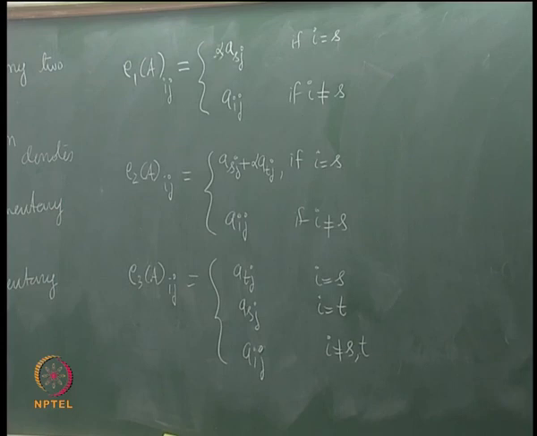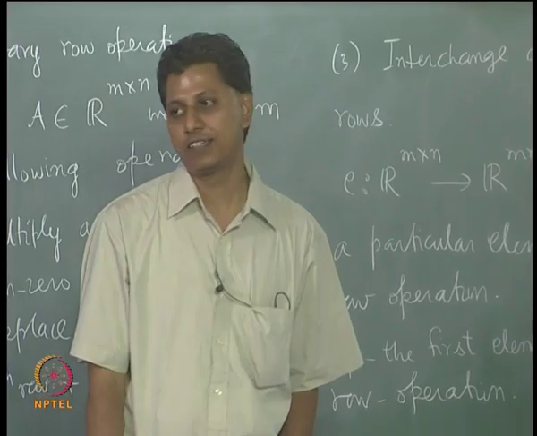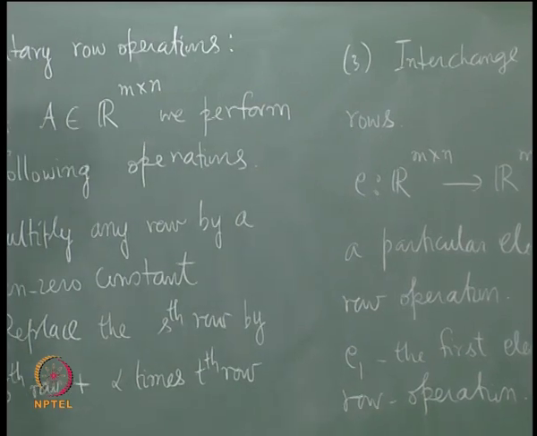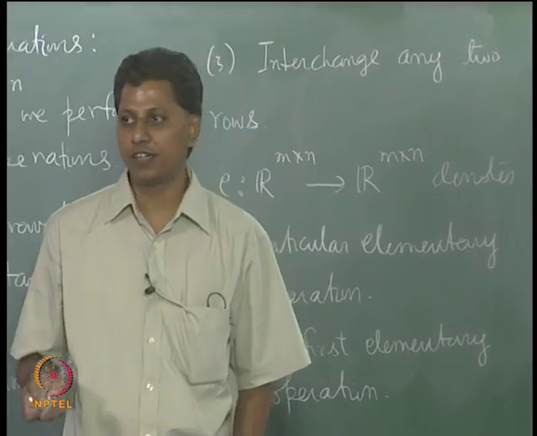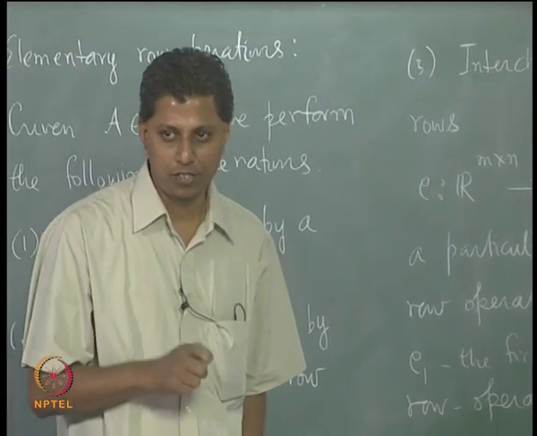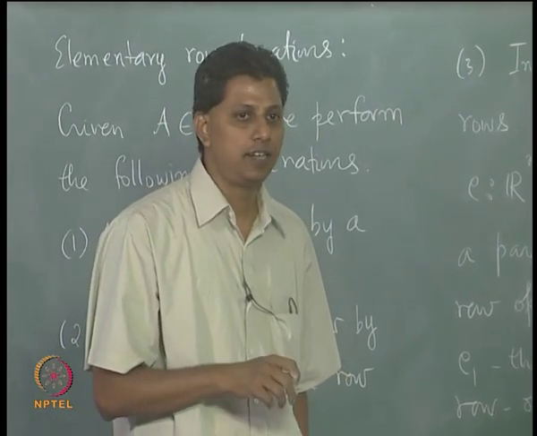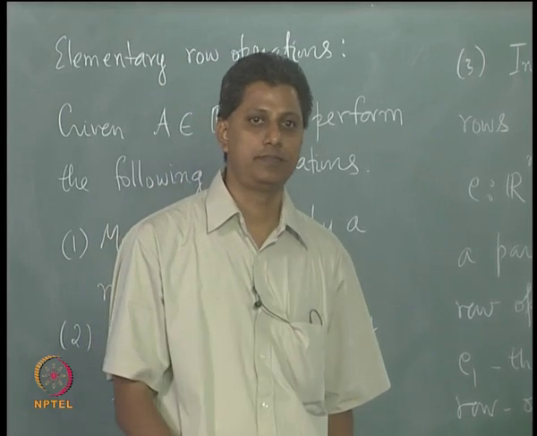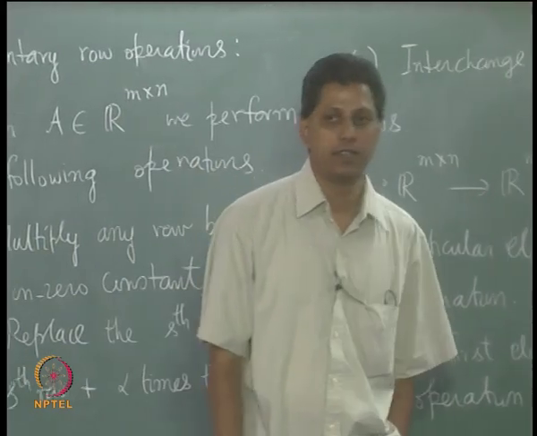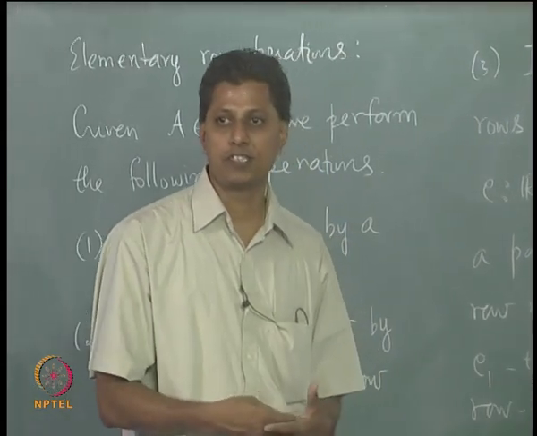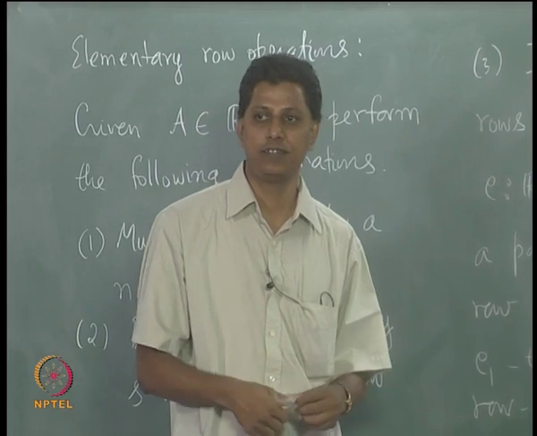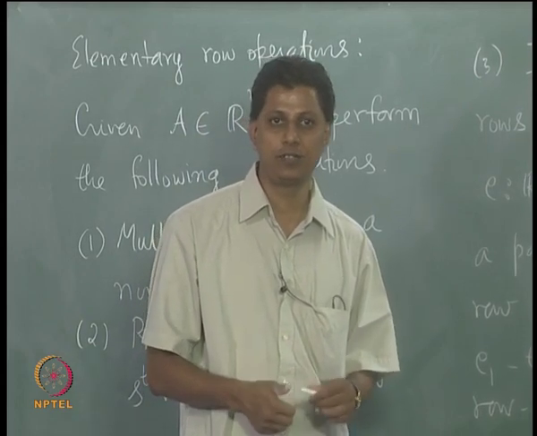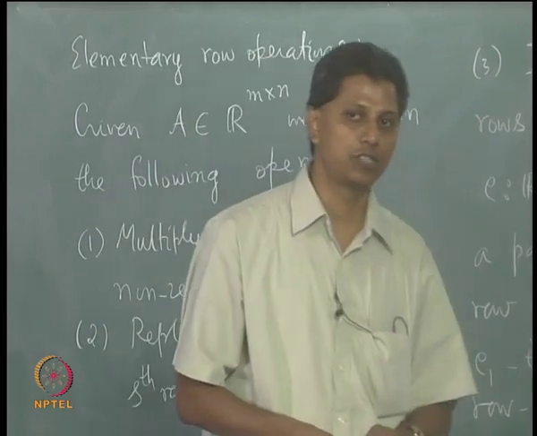So what I have done is to rewrite the elementary row operations in a way which will be useful for us to verify certain properties. Especially, I want to demonstrate that each of these elementary row operations has an inverse operation, and that the inverse operations are also elementary row operations of the same type. This is an important observation. We are viewing these elementary row operations as functions, so we would like to know whether these functions are invertible. Do they have inverses?